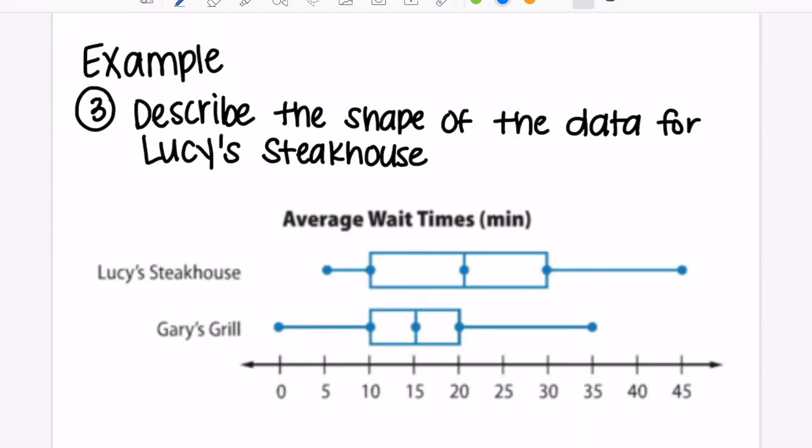And number 3, describe the shape of the data for Lucy's Steakhouse. So we're just looking at Lucy's here. In the box plot on the top, we have most of the data on the left side and towards the middle, and on the right side we have what we would call a tail, where you have the least amount of data on the right. So this is skewed, and since the tail is on the right, it is skewed right.